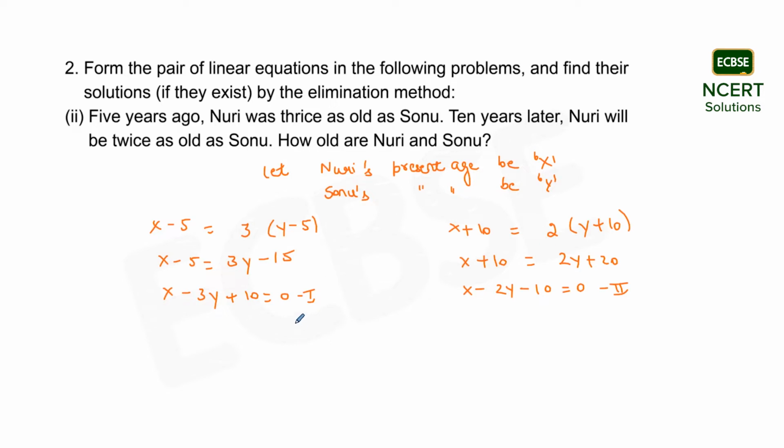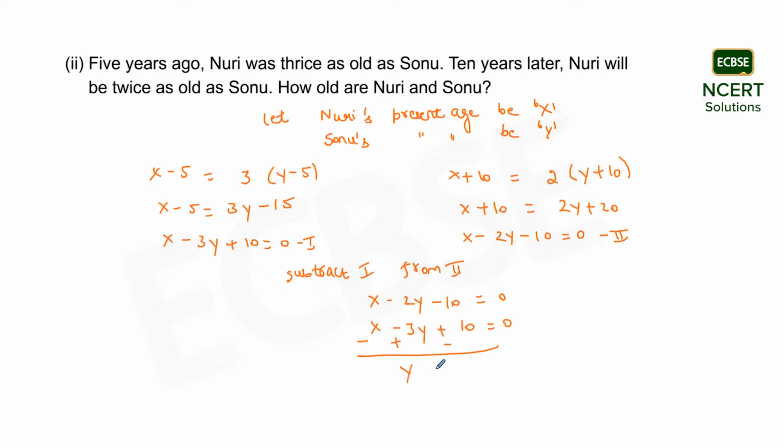So now we will be subtracting the first equation from the second. So writing the second and first equation here, it will be x minus 2y minus 10 is equal to 0. And then the first equation will be x minus 3y plus 10 is equal to 0. Now changing the sign, here it will be minus, plus, minus. So here it comes out to be y minus 20 is equal to 0, or y is equal to 20.